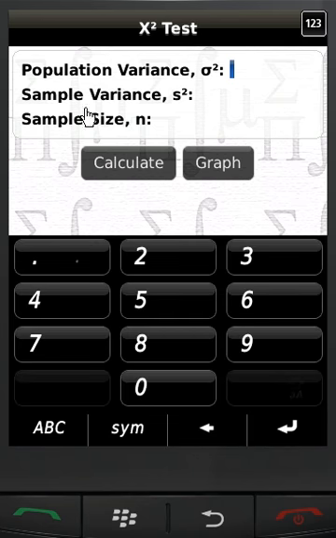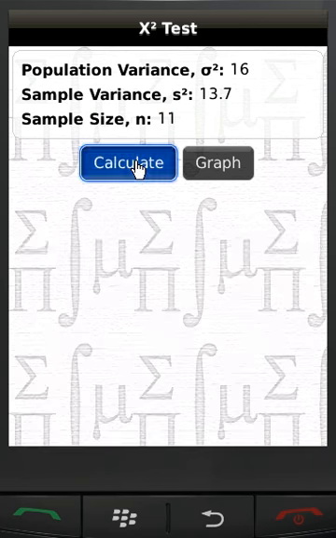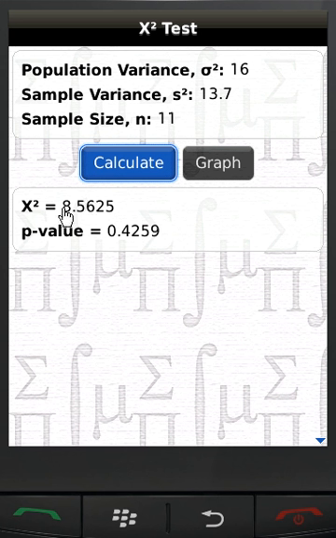And I would like to also run, say, the chi-squared test for you. The chi-squared test is when you're comparing a sample variance to a population variance. Recall the variance is the deviation squared. So let's just say that the population variance is 16, that your sample variance is 13.7, and that you have a sample size of 11. We click calculate. We can see the chi-squared value is 8.5625. The p-value is 0.4259. It's pretty high.